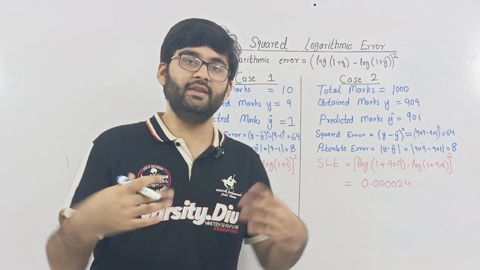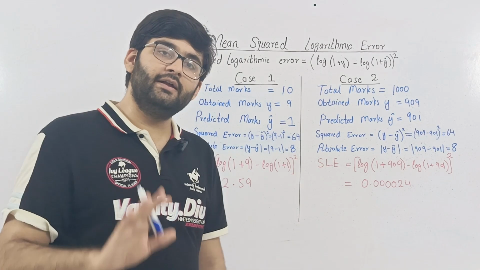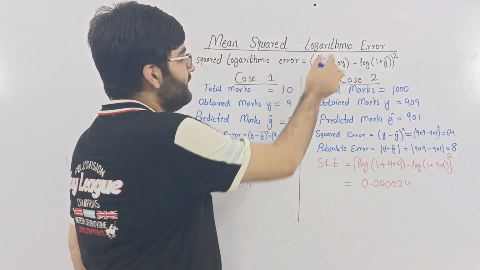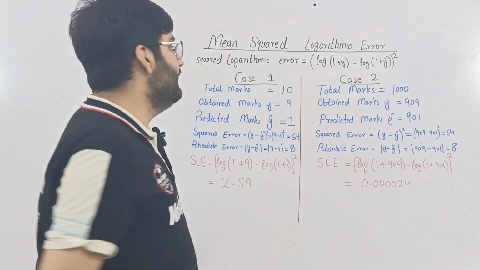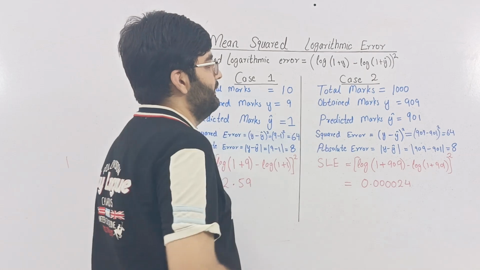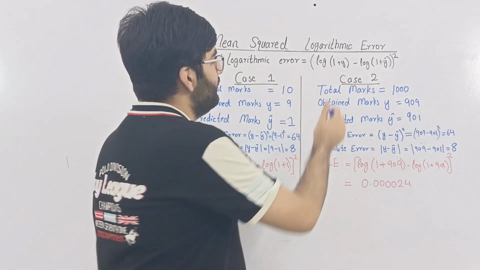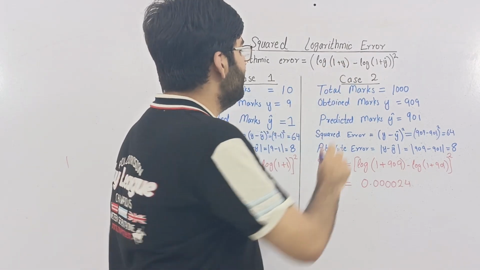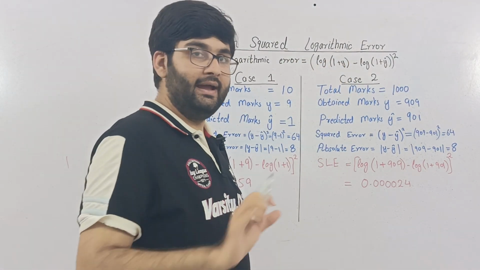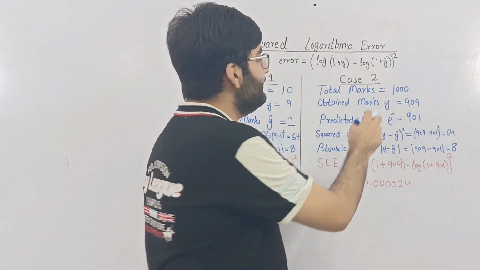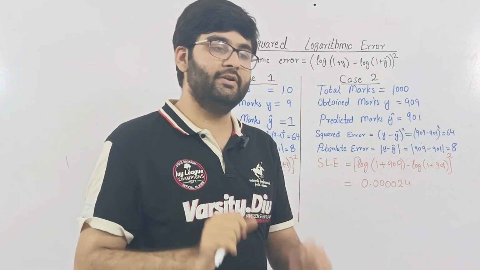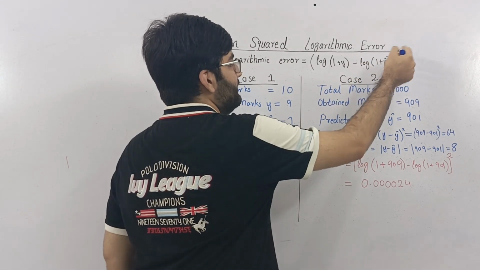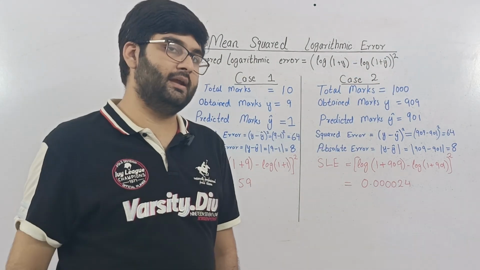So to solve that problem, we have a different kind of error that is called the mean squared logarithmic error. And this is how we calculate that error. We add 1 to the actual value of the target variable and take log. Then we add 1 to the predicted value of the target variable. Then we take log. Then we take difference, subtraction, and then we take the square. So we get the logarithmic error.